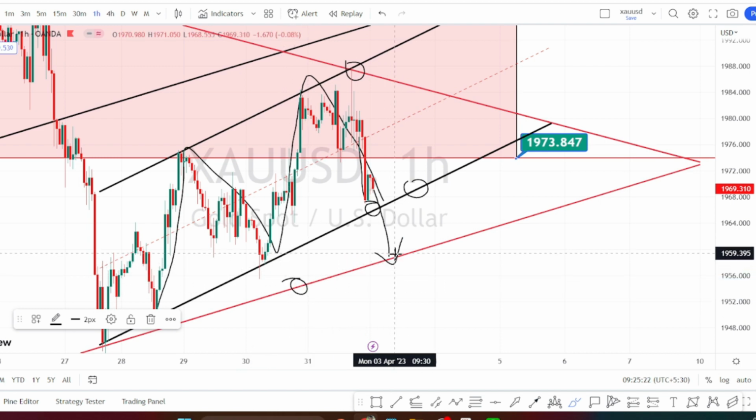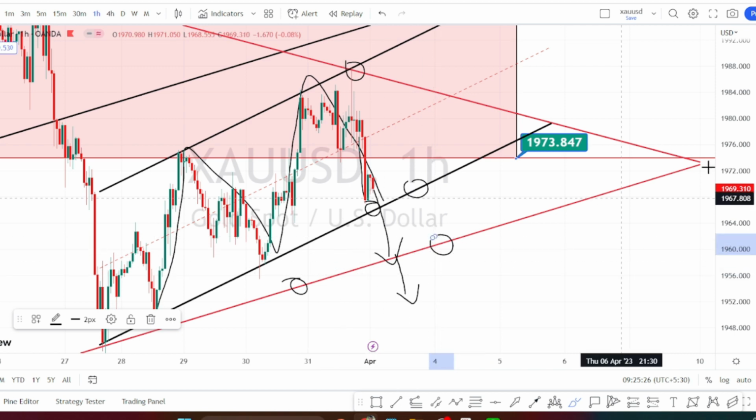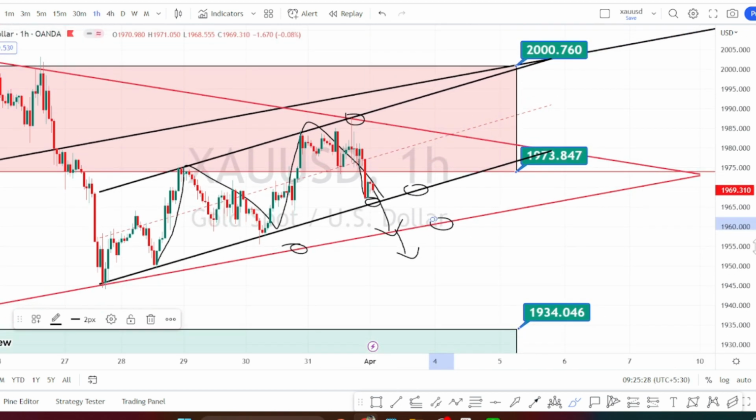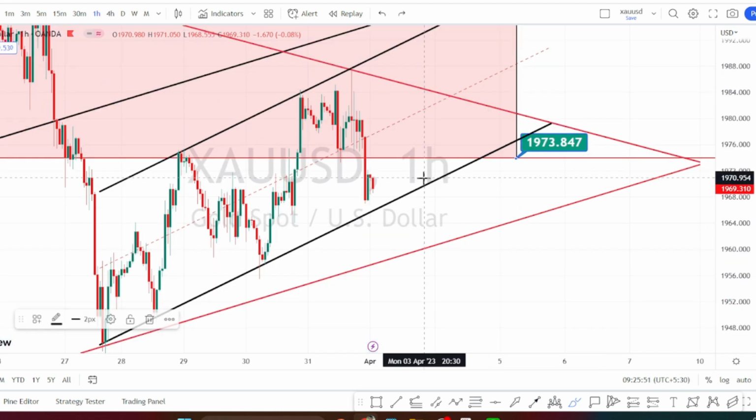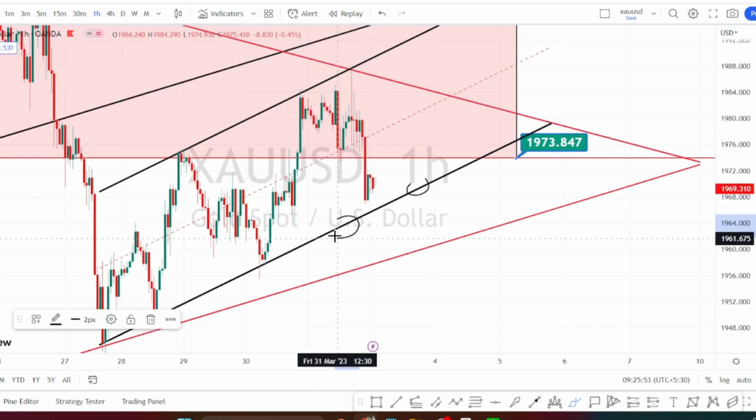And if the price action gives a breakout from this support line of the symmetric triangle pattern, we can expect the bearish side retracement to start, and next level of support is going to be the higher time frame support level of 1934, and this bullish channel will become invalid.